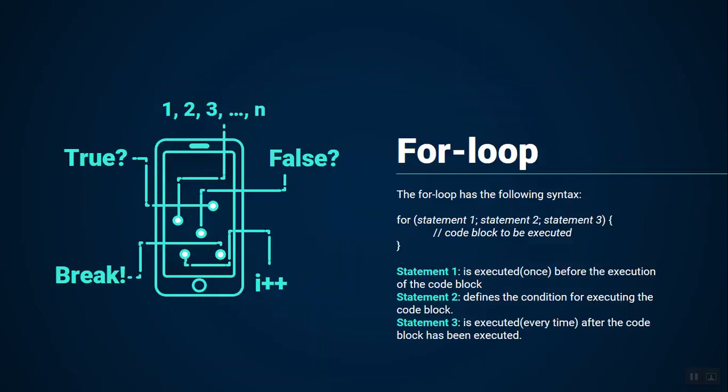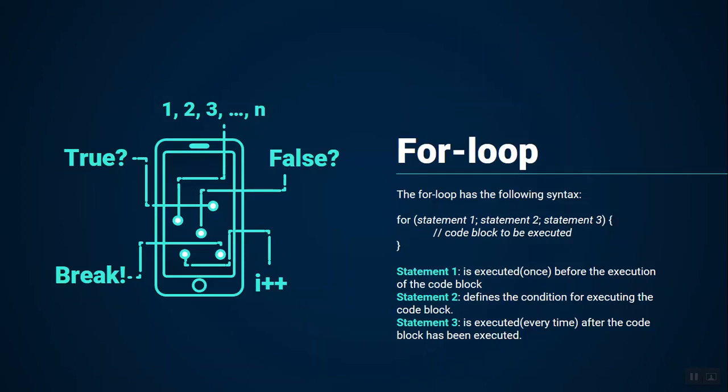The for loop has the following syntax. The for keyword, and then inside are statement 1, statement 2, and statement 3, and then the code block to be executed multiple times. Statement 1 is executed once before the execution of the block. In statement 1, we declare a variable or assign a value to a variable. Statement 2 defines the condition for executing the code block. So this is where we put how many times we run the code block.